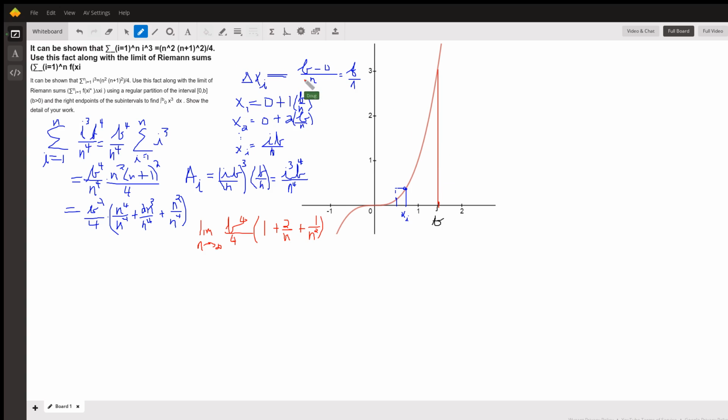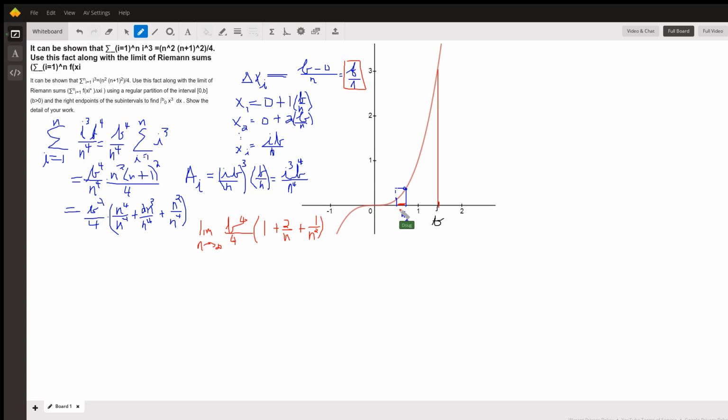First of all, we're going to have a regular division of this interval. The length of the interval is b minus 0. And we're going to divide that into n subintervals. So the width of each subinterval is b over n. That's this little distance right here, b over n.